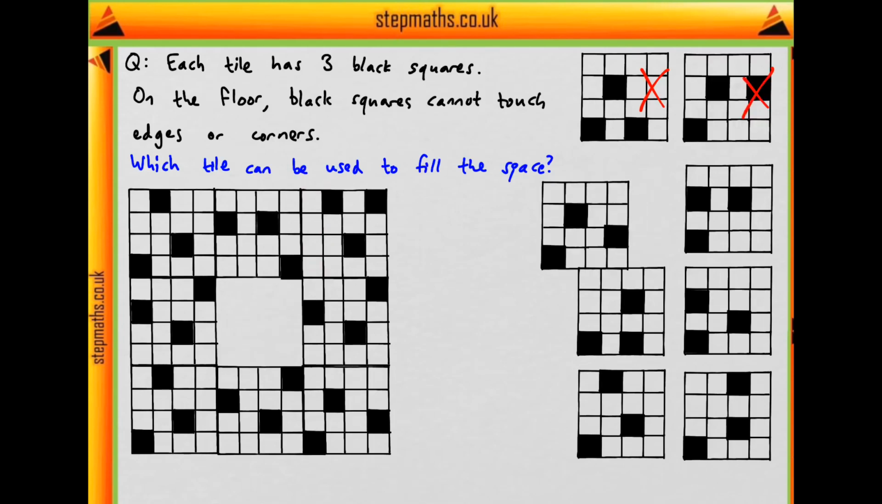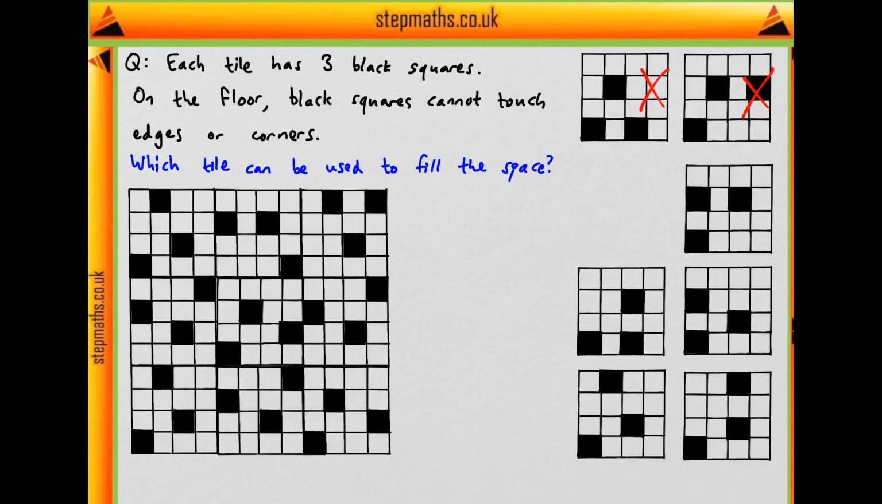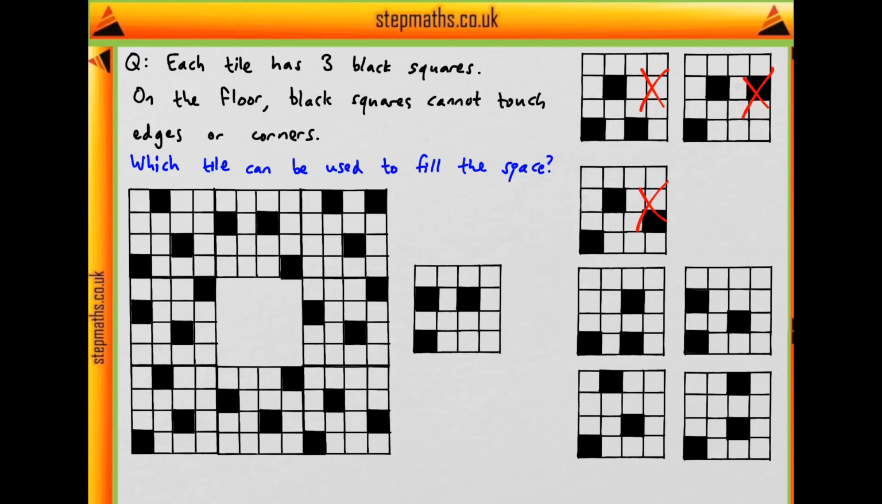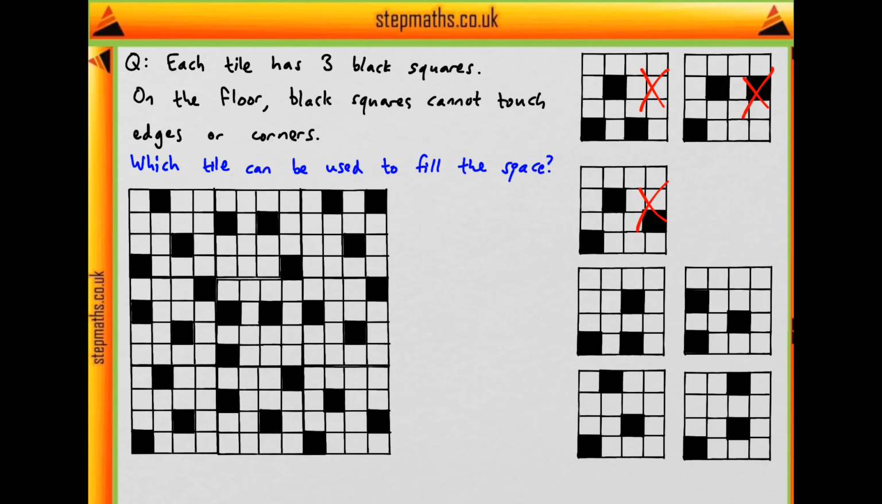Now what about this third tile? If we drag it into the middle, do we see any problems? So this time, again, you can see that 2 black squares are touching across a corner, and we know that this won't do. So let's cross this one off too. Now moving on. Are there any problems here? So again, we're touching across a corner. So let's cross this one off.